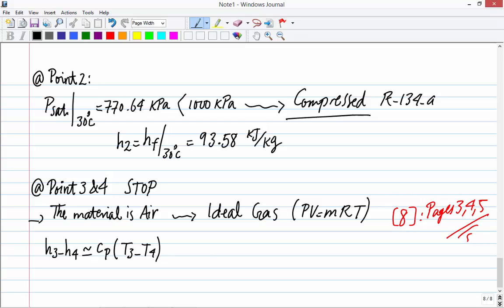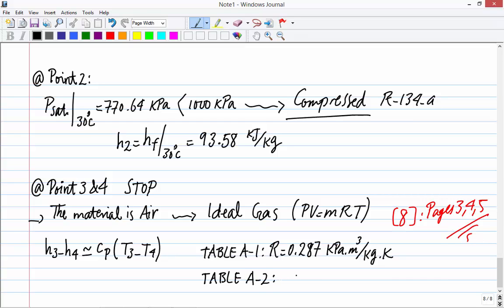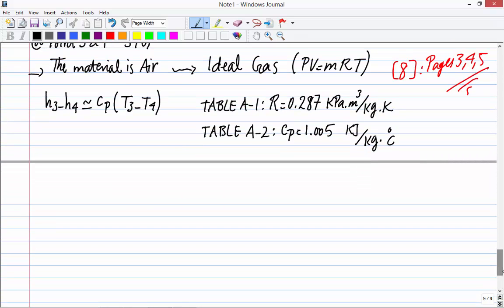And according to table A1, the gas constant is in kPa m cubed divided by kilogram Kelvin, and in table 2, I can find Cp, which is 1.005 kilojoule per kilogram degree C. Now I guess I have the difference between the enthalpies. That's gonna be easy.